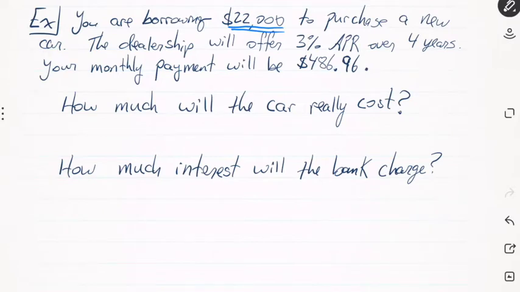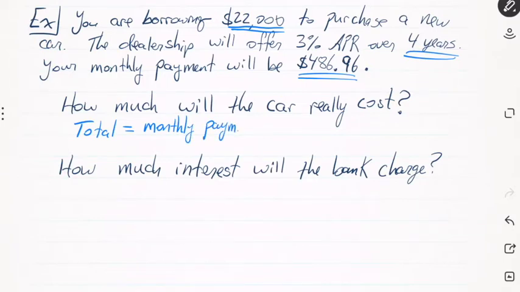So to figure out how much you're going to truly pay, this is one of those common sense things. We know that we're paying this much money, $486 every single month for 4 years. So it basically becomes your monthly payment times the number of payments. So the total is always going to equal your monthly payment times number of payments.